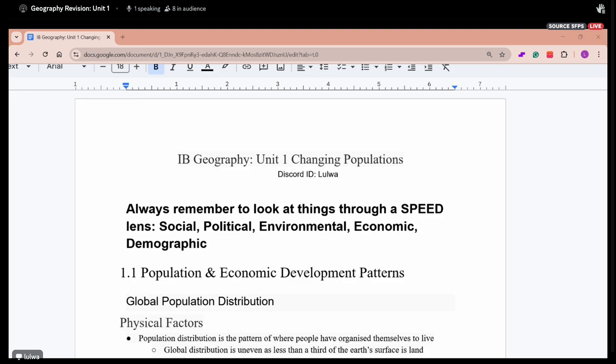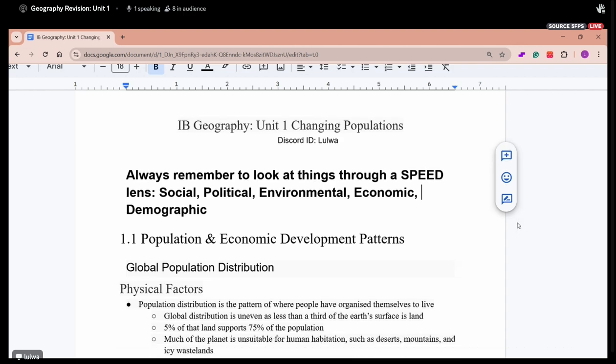That's how some things will be categorized throughout the document in SPEED. Not all of them, but sometimes three or four. It's a really great way to analyze a case study, to analyze a question, especially for an essay. Look at it through SPEED. That's the main thing. And so we'll start with Unit 1.1, which is population and economic development patterns.